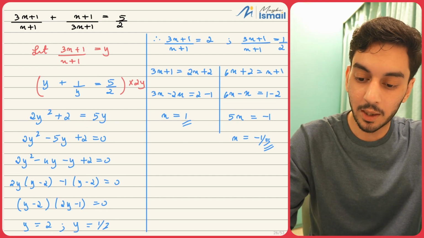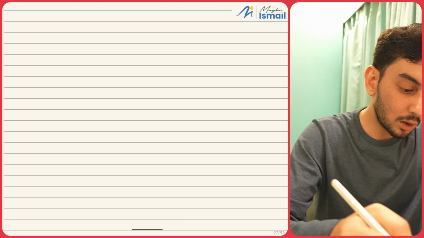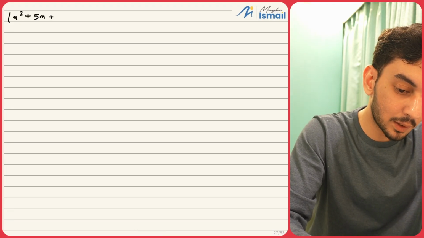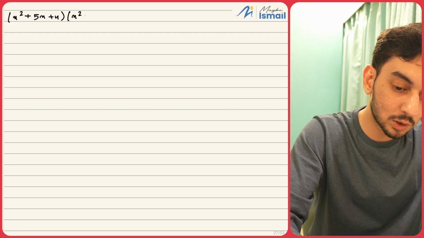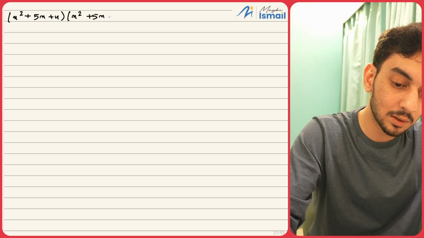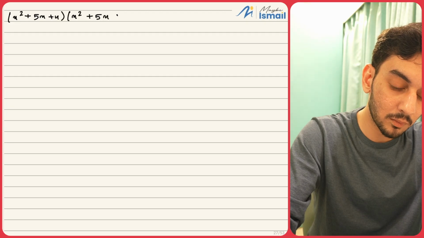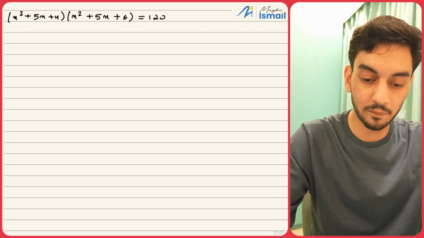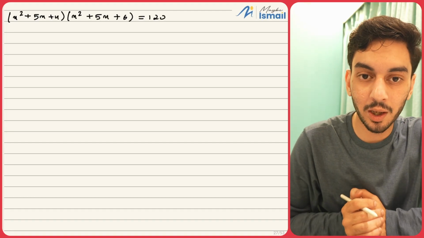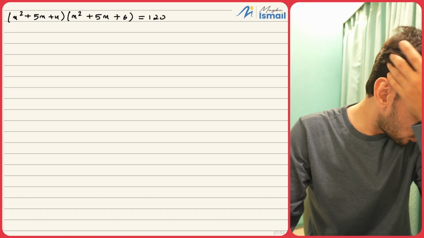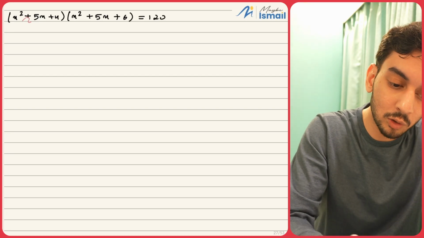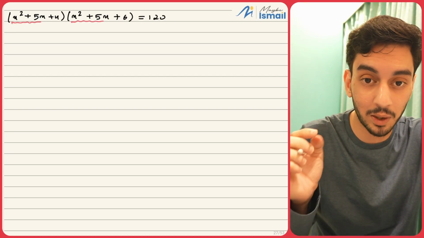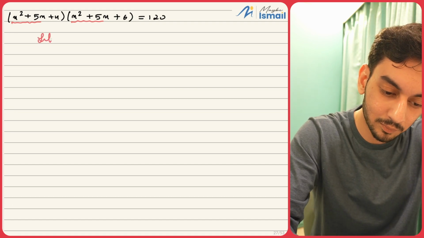Okay, next question. So the next question is x square plus 5x plus 4 times x square plus 5x plus 6, and that is equal to 120. That's a very strange question, okay, but it is not actually very strange. If you observe a pattern, if you see very closely, x square plus 5x and x square plus 5x is a thing which is being repeated, so I can just assume that to be something.